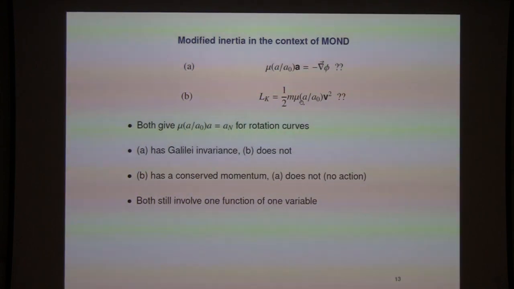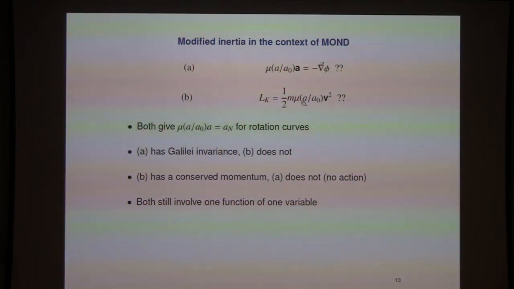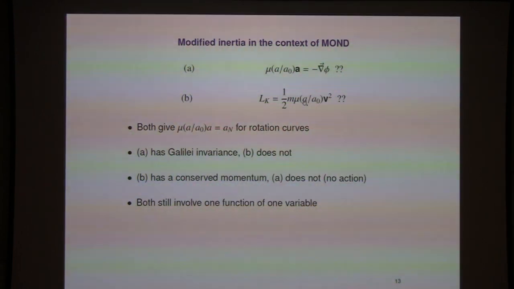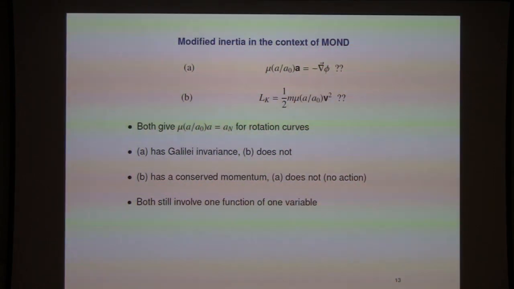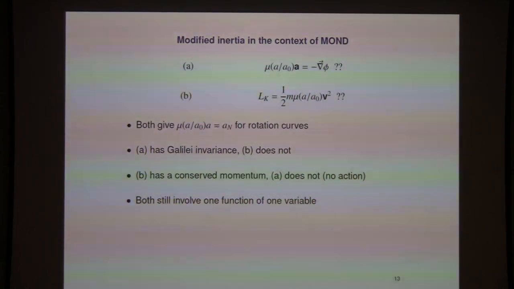So what is wrong with it? Why is it not what we now use as modified inertia? If you write the equation for circular motion with this theory, it gives the correct expression for the rotation curve. So what is wrong with it? And it is a Lagrangian. But it is not Galilei invariant. When we speak of the external field effect, we say that internal dynamics can depend on whether the system is accelerated or not. But this would give something in which the internal dynamics would depend on the velocity of the system.